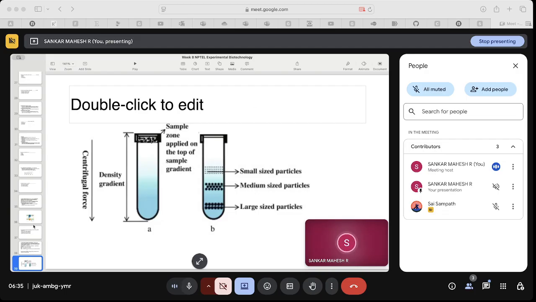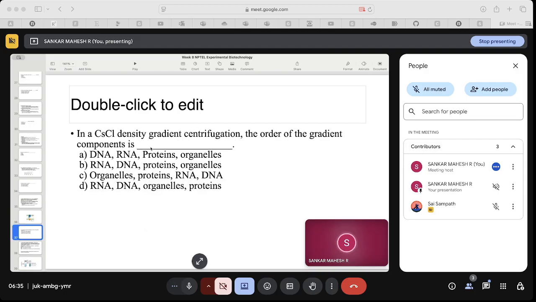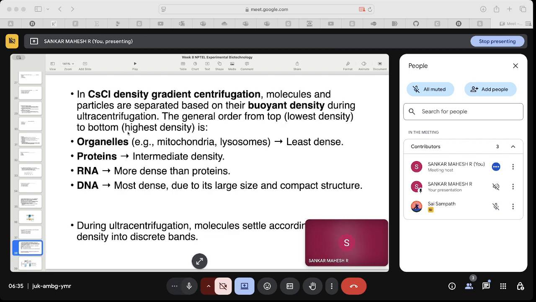In this particular case, in cesium chloride density gradient centrifugation, the heaviest one will go to the smallest region or the shortest region. So it will be organelles followed by proteins followed by RNA and DNA. That is what is given here.